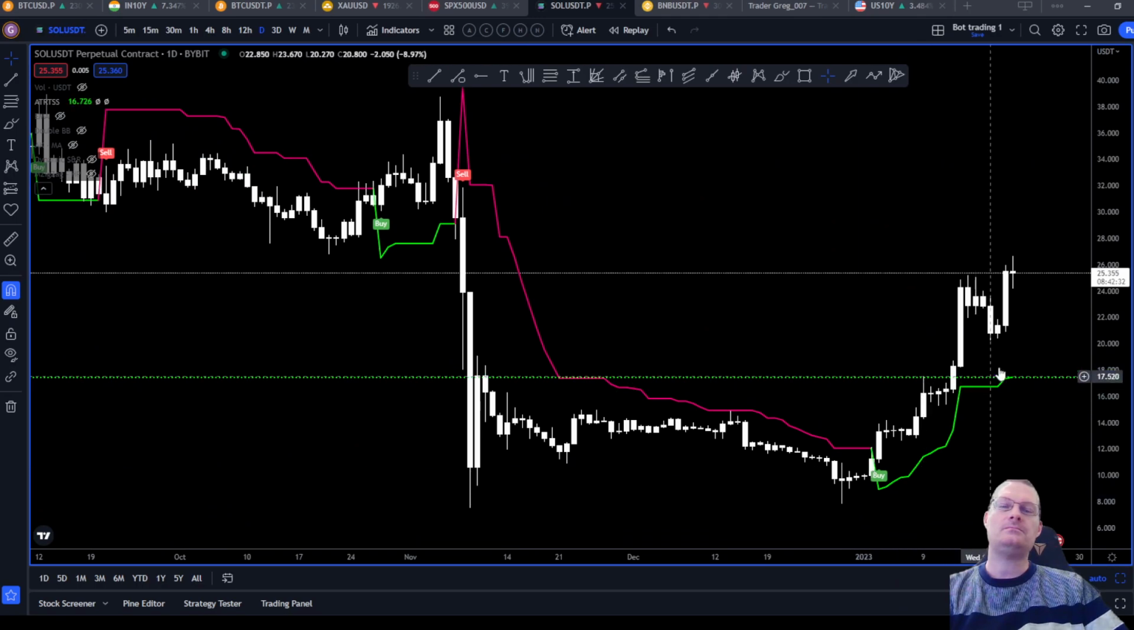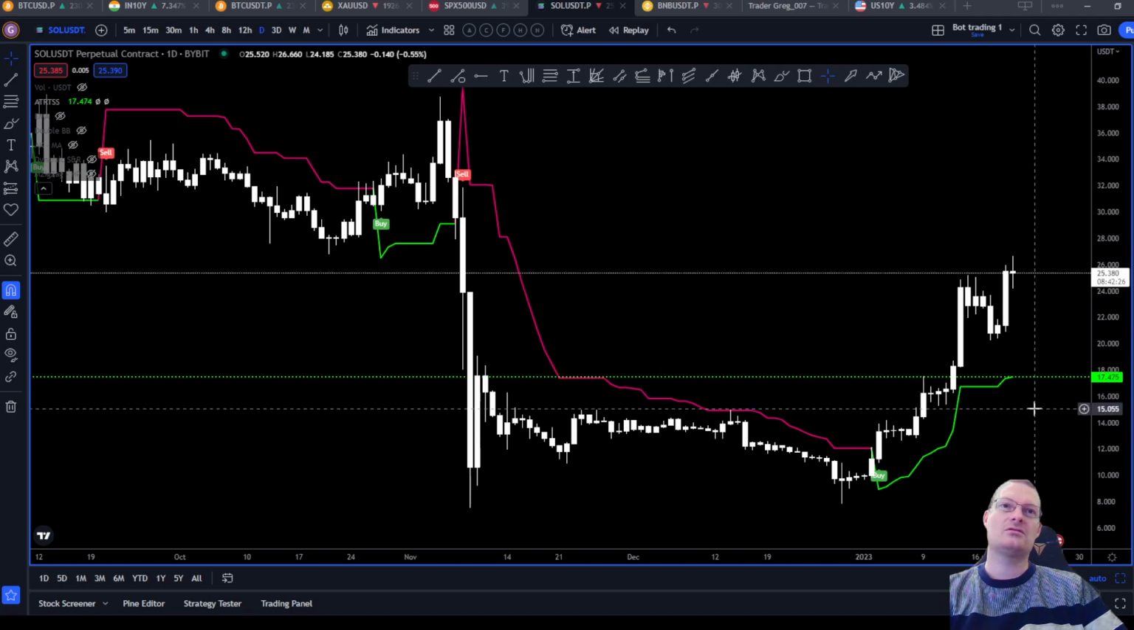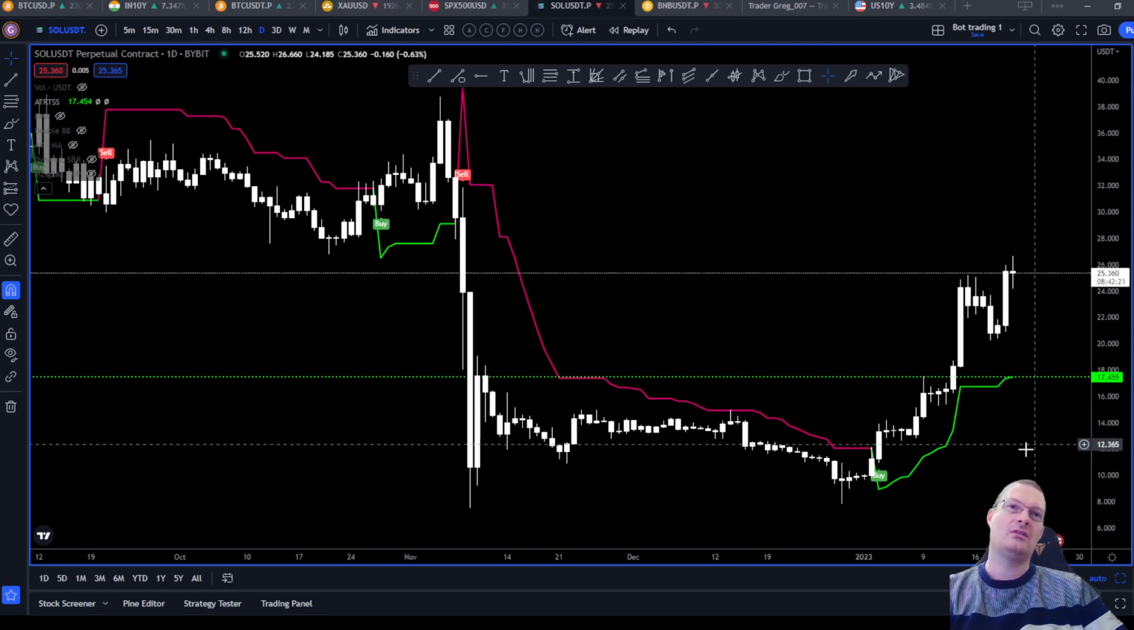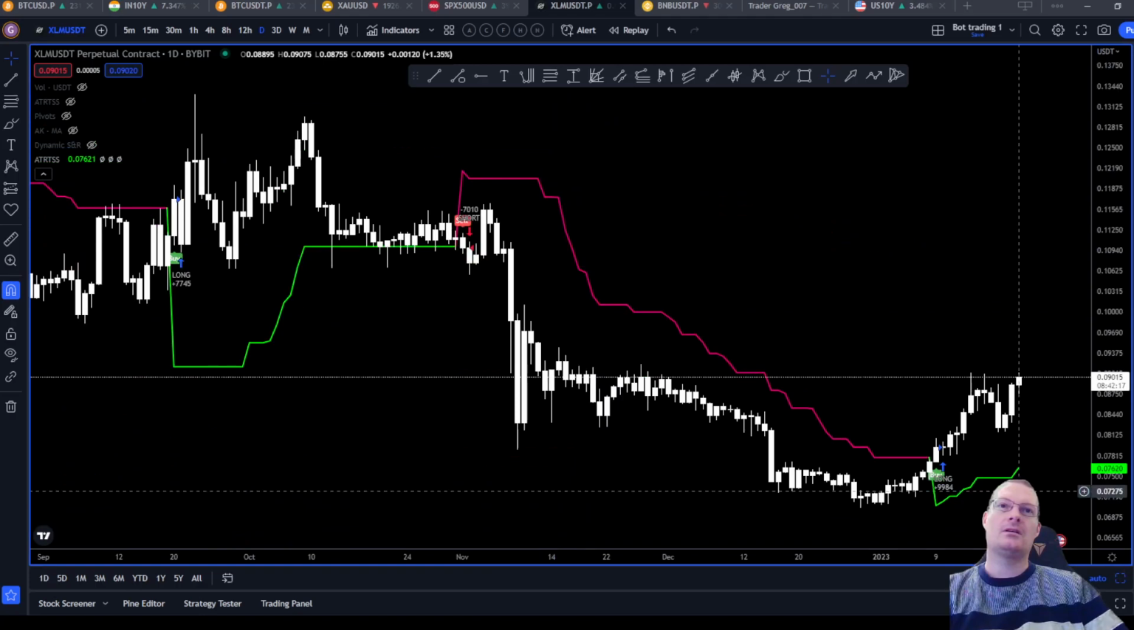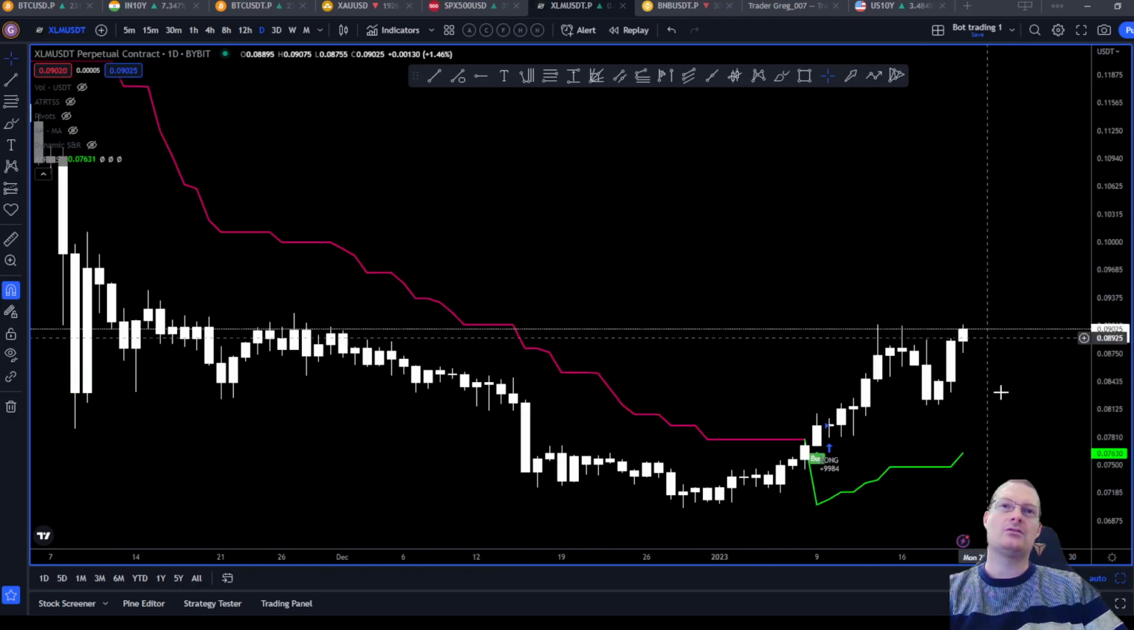Solana also nicely keeping the trend. Stop loss. It's changing for the moment around 17.4, let's say. XLM also still in an uptrend. Stop loss 0.076.